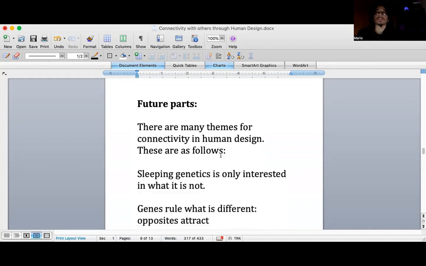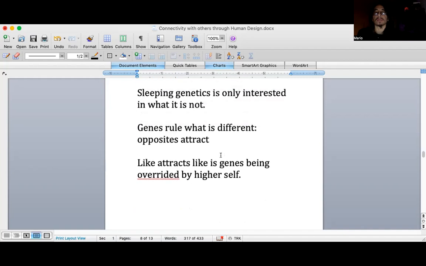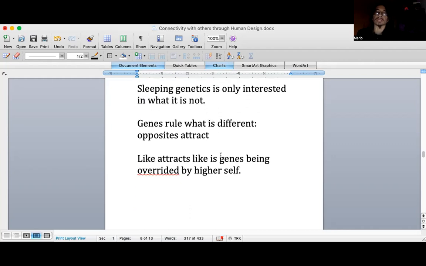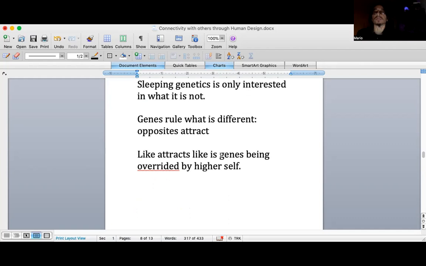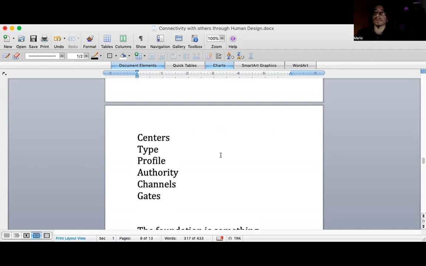Now, future parts, since I'm already kind of at the end, I'm going to go through some examples though, some charts. So maybe I won't touch on this because I think I already did. I already noted that opposites attract is more so the genes ruling, while like attracts like is more so something where the genes are overridden by the higher self. Future parts will go over different aspects of composite connection and connectivity in human design: graphs, centers, types, profile, authority, channels, gates. Today we're doing profile.